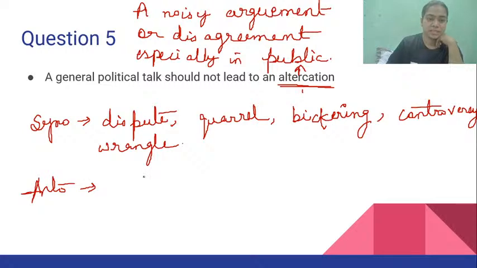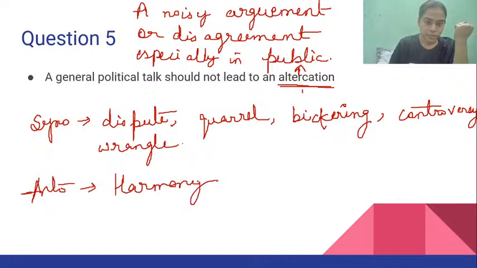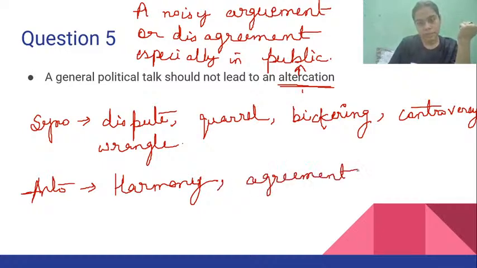It's very far-fetched. Face off means to confront, kind of. Face off won't be a synonym. Antonym, what can be the antonym? No, it will be harmony, na? If synonym is controversy, dispute, so antonym may be harmony, antonym may be agreement, hai na? Okay, let's move on to the next word.